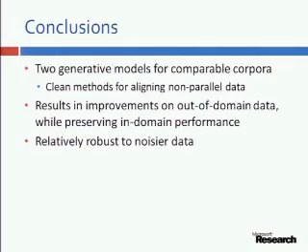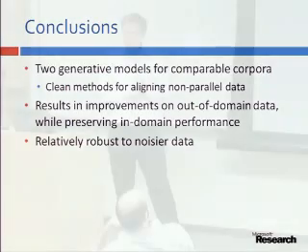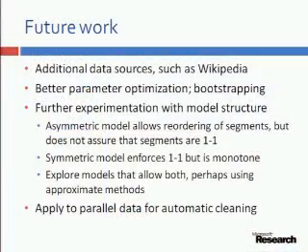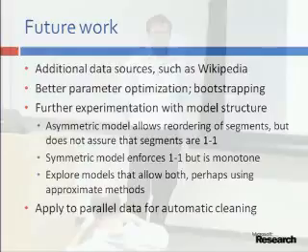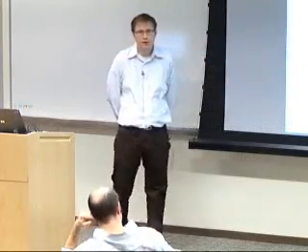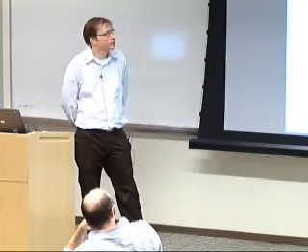Okay, so that's all I have to say about this. We presented 2 generative models for comparable corpora, and these are clean methods for aligning non-parallel data. In terms of future work, I think there are a lot of additional sources that can easily be exploited. For instance, Wikipedia has a huge amount of parallel or comparable data, and it seems like it could improve quality in a broad set of domains.